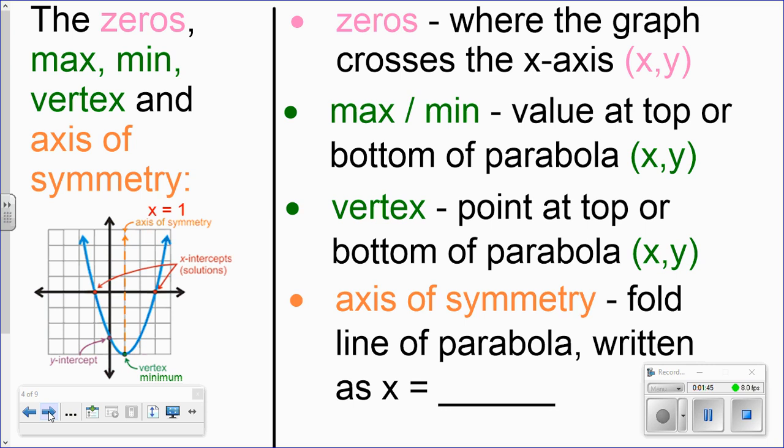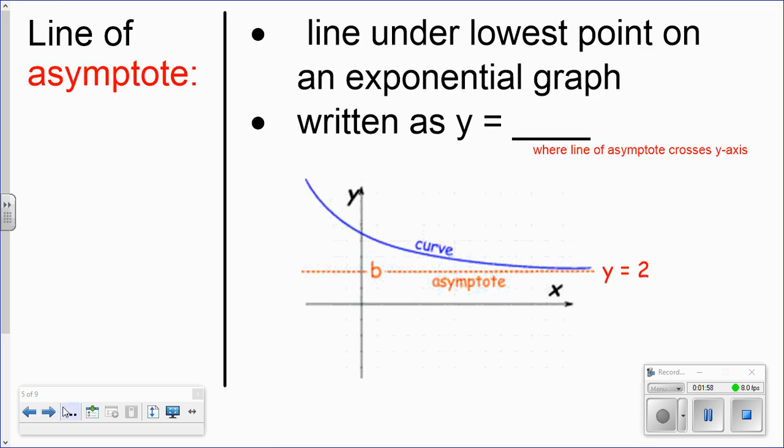The axis of symmetry: a parabola is always symmetrical, so you can fold it in half, and where that fold line is, that's called the axis of symmetry. It's written as x equals whatever that value is. The line of asymptote is only for exponential graphs. It's the lowest point of the graph. This blue line is the exponential graph, and the red one says y equals 2. See how the blue line gets close to 2 but never actually touches it, so the asymptote is y equals 2.